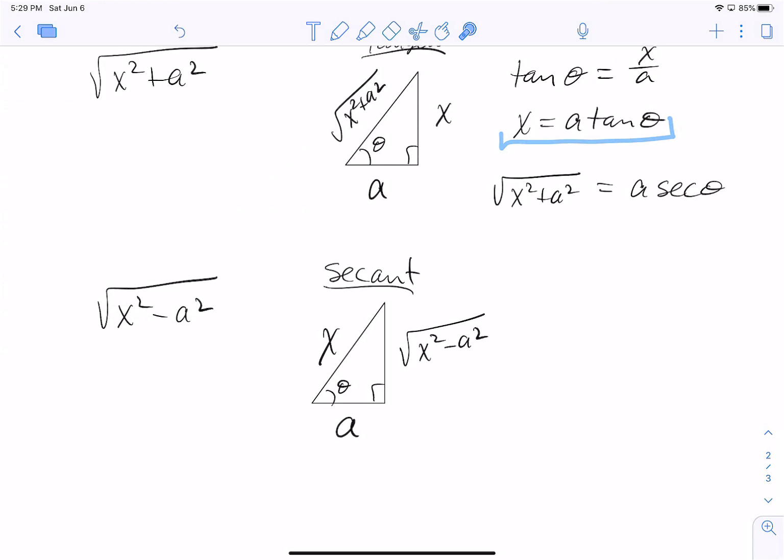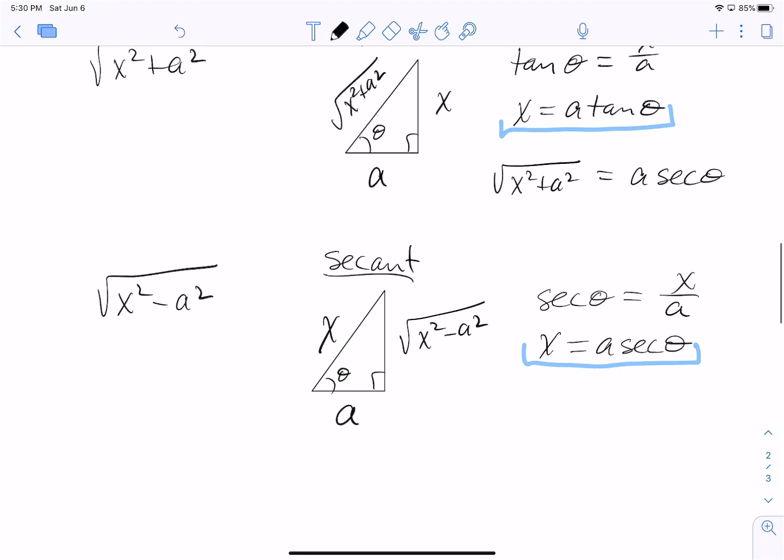That's how I know that x has to be a hypotenuse. With the triangle set up this way, we can see that the secant of theta is going to be x over a, which means that x is equal to a times the secant of theta. And that is the actual substitution that we're going to use.